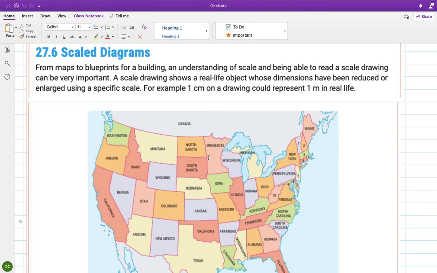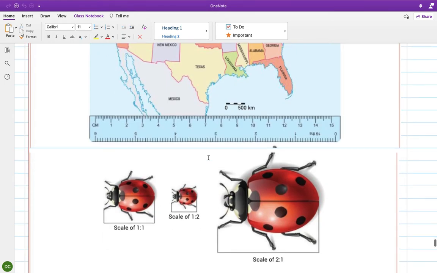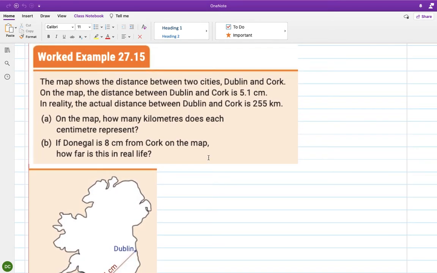Okay, so that's what this is about. It's about the concept of scaling, all right? Where 1 centimetre on a map might equal 5 kilometres in real life. Okay? So we'll have a look at the question. This is reasonably straightforward, I think, I hope. The map shows the distance between 2 cities, Dublin and Cork. On the map, the distance between Dublin and Cork is 5.1 centimetres. In reality, the actual distance between Dublin and Cork is 255 kilometres. On the map, how many kilometres does each centimetre represent?